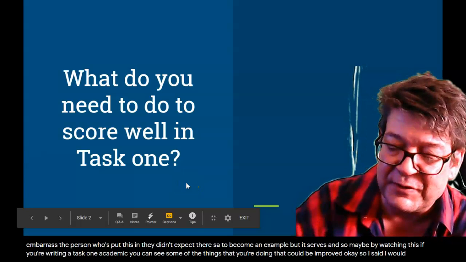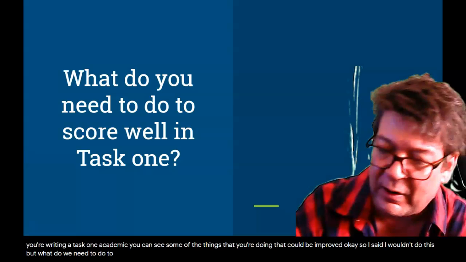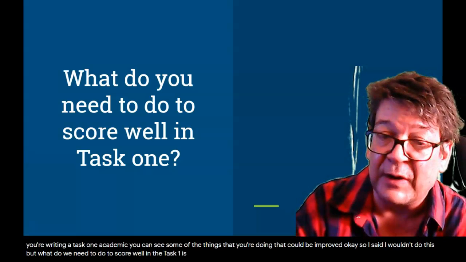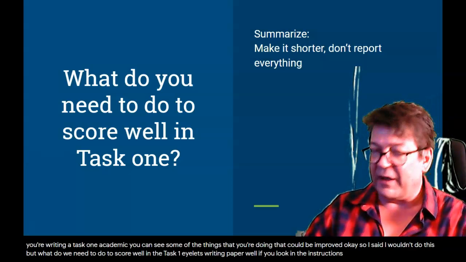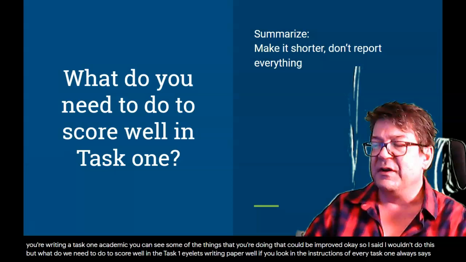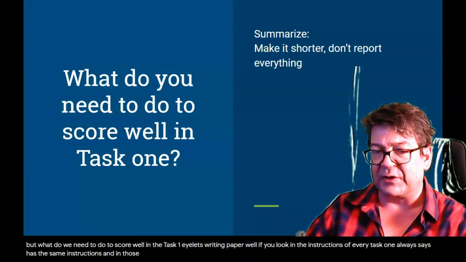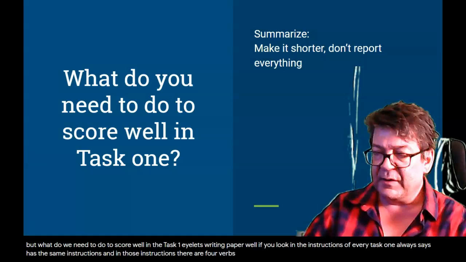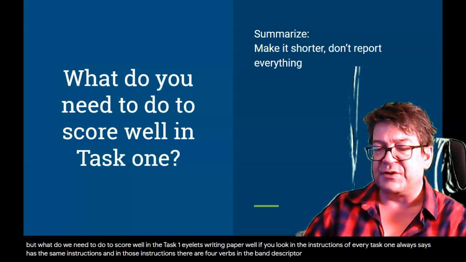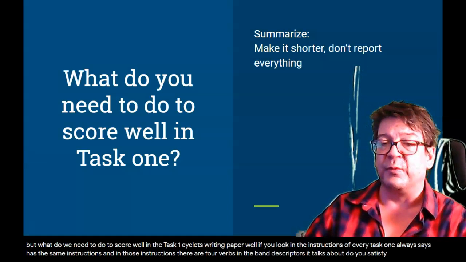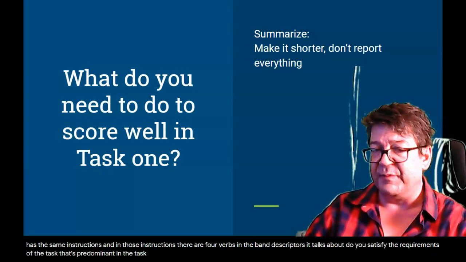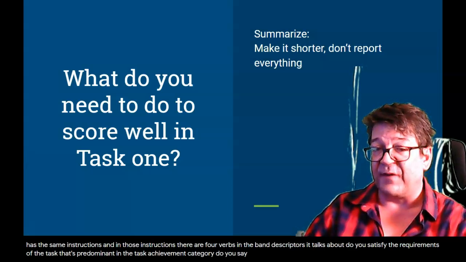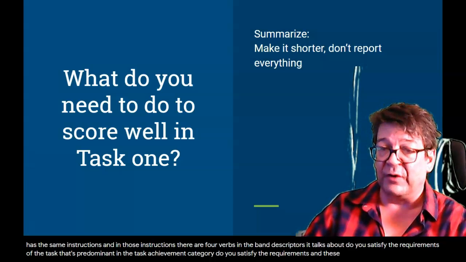Okay, so I said I wouldn't do this, but what do we need to do to score well in the task 1 IELTS writing paper? Well, if you look in the instructions of every task 1, it always has the same instructions. And in those instructions, there are 4 verbs. In the band descriptors, it talks about, do you satisfy the requirements of the task? That's predominant in the task achievement category. And these 4 verbs are the requirements.